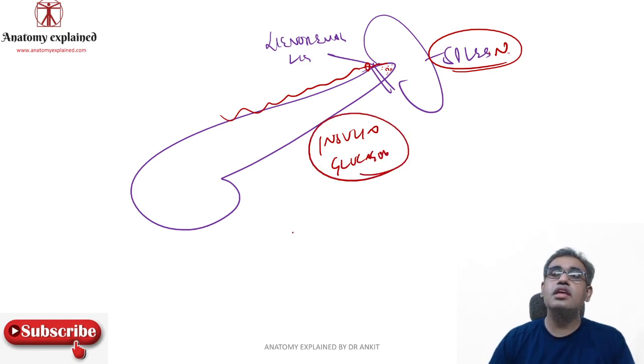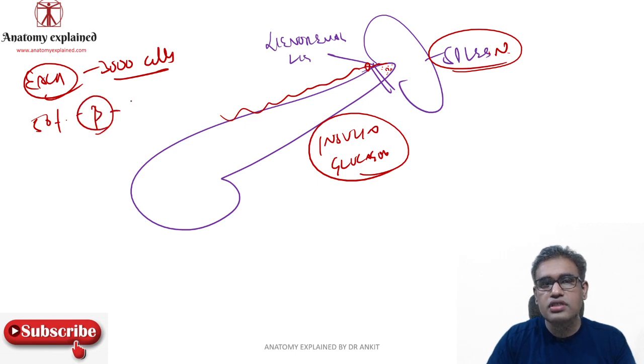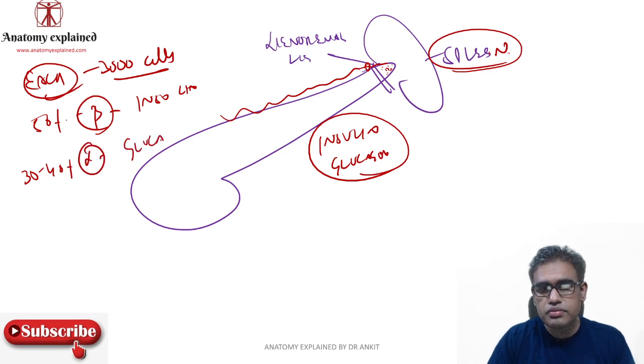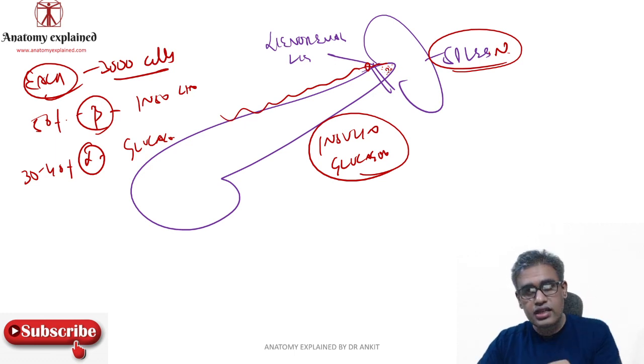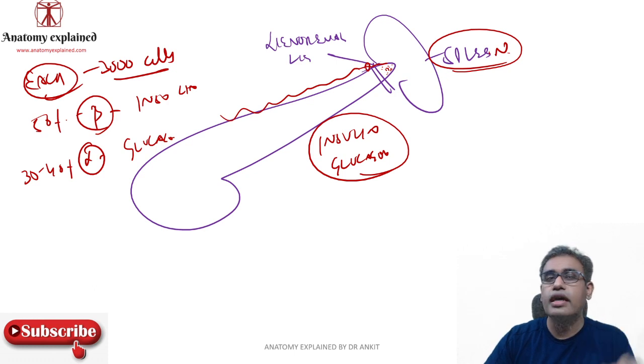So there are around 1 million islets of Langerhans, and each islet of Langerhans has around 3000 cells. 50% of the cells are beta cells which secrete insulin. 30 to 40% are alpha cells which secrete glucagon, and so on and so forth. So the tail may go inside the lienorenal ligament or may remain outside. That is not compulsory, that it will always go inside, but you have to keep that in mind. While ligating the splenic artery, don't ligate this whole ligament, so you remove the spleen part. So that is the histology.